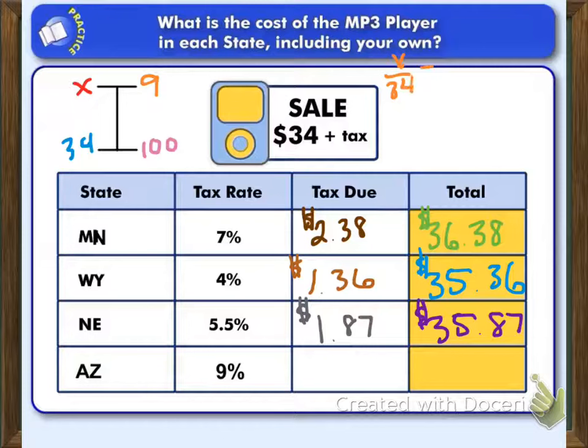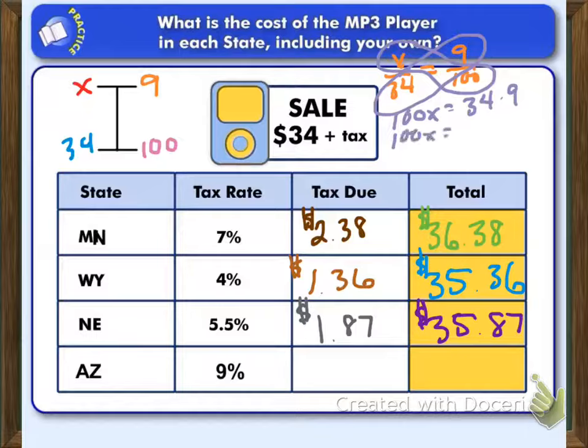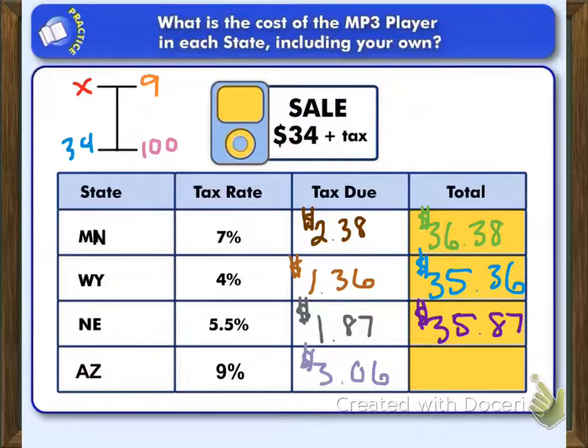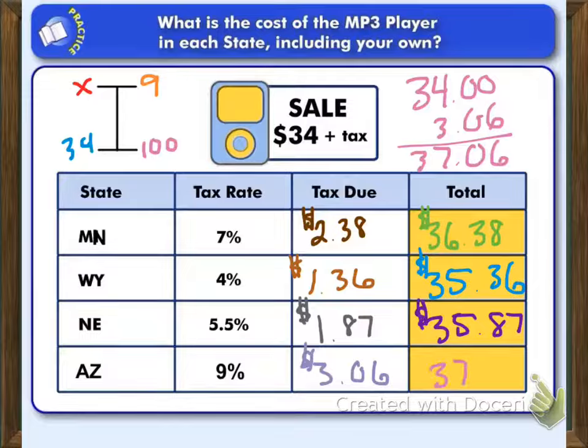Arizona's tax rate is 9%. Okay, so when I set up my proportion, cross multiply, 100x is equal to 34 times 9. 100x is equal to 306, divided by 100, and it gives me a sales tax of $3.06. So I want to add that onto the $34. When I do that, I come up with $37.06.